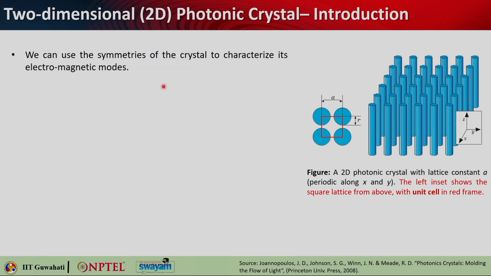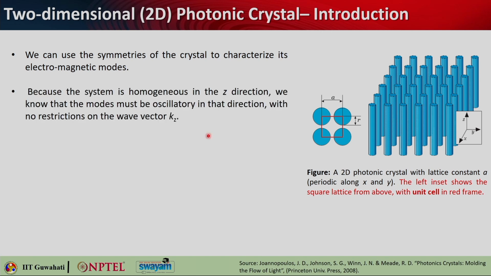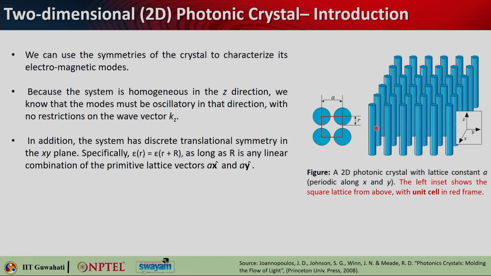We can use the symmetries of the crystal to characterize its electromagnetic modes. Because the system is homogeneous in z, along the length of the dielectric cylinders, we know that the modes must be oscillatory in this direction, as there is no restriction on the wave vector that lies in the z direction, that is kz. So kz is a wave vector which has no limitation or restriction, and the modes must be oscillatory in this direction.